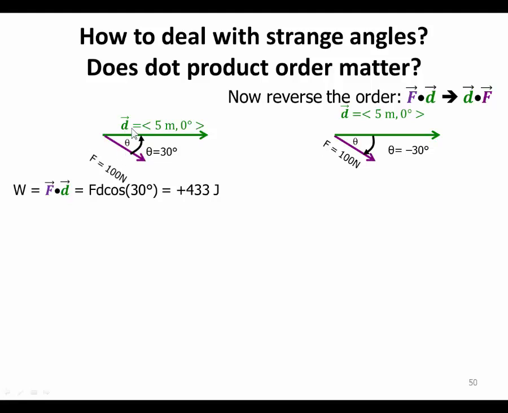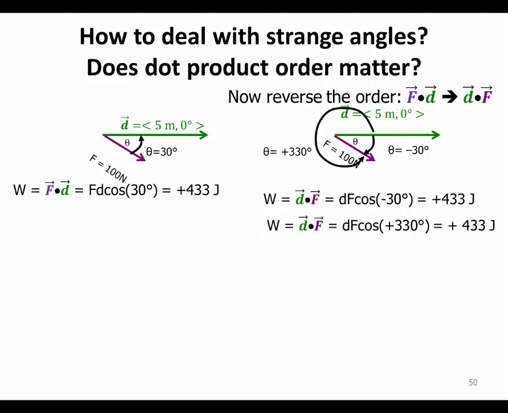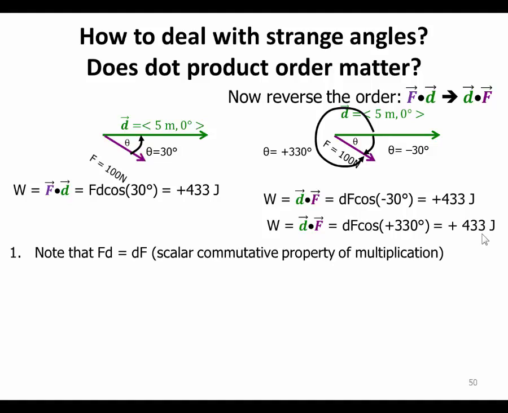And now we have an angle of -30 degrees, or if you go in the standard direction, we could have a positive 330 degrees. If we do the two calculations for either of those angles, you'll see that it doesn't really matter which way we do this. So it looks like the dot product order doesn't matter. In other words, the dot product is commutative. It has a commutative property, just like multiplication does with scalar mathematics.